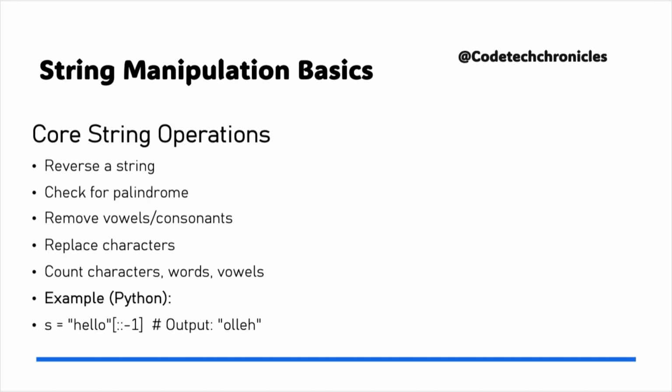String manipulation basics. Here are some core operations you will often perform on strings. Reverse a string, check for palindromes, which read the same forward and backward, remove vowels or specific characters, replace characters, count characters, words or vowels. For example, in Python, let's say we assign s to the reverse of hello, reading in reverse order. It will output olleh. These operations form the building blocks for more advanced string problems.